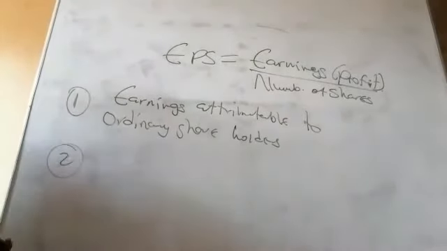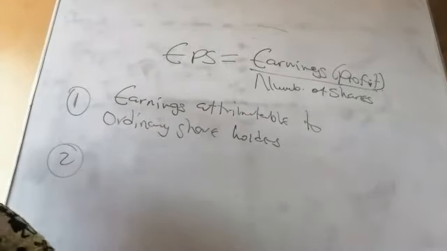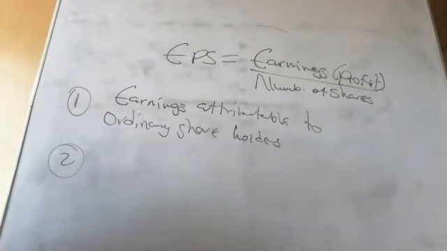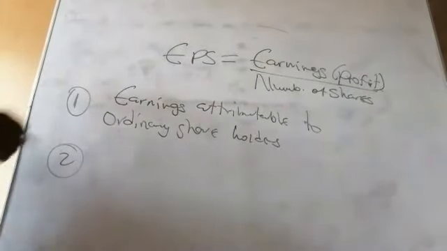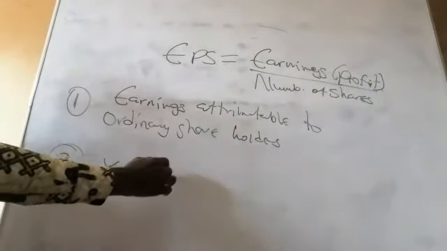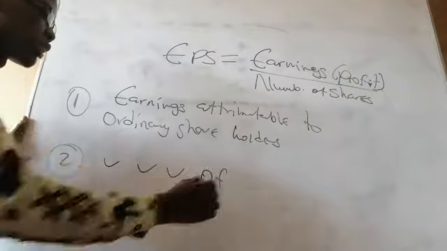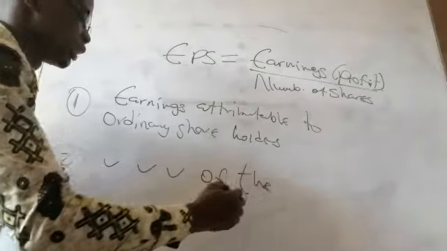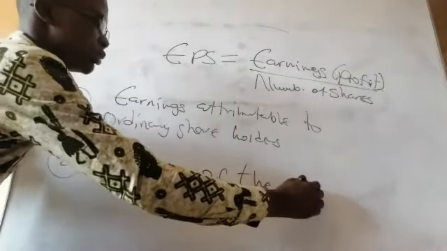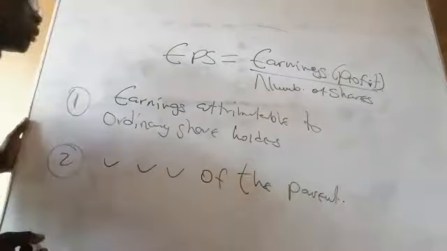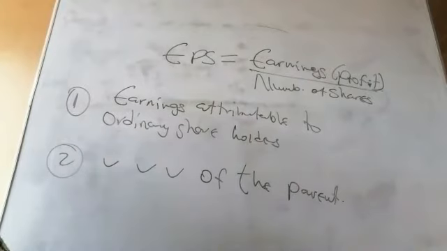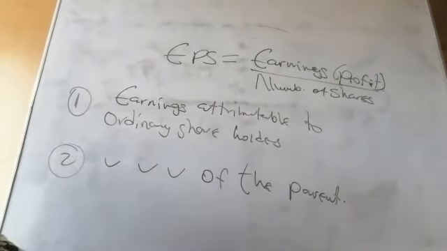What if it's in the group account? If it's in the group account, the earnings per share for the group must be the earnings attributable to the ordinary shareholders of the parent. So in the group account, I'll just repeat everything and add: of the parent company. So any NCI's profit must be taken out to get the profit for the parent.